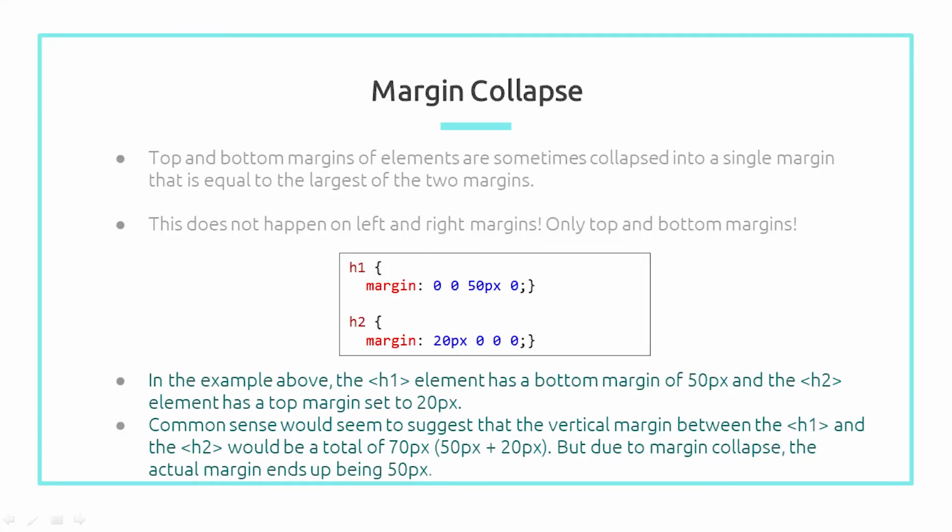Margin collapse. Top and bottom margins of elements are sometimes collapsed into a single margin that is equal to the largest of the two margins. This does not happen on left and right margins, only top and bottom margins. In the example above, the H1 element has a bottom margin of 50px, and the H2 element has a top margin set to 20px. Common sense would suggest that the vertical margin between the H1 and the H2 would be a total of 70px, 50px plus 20px. But due to margin collapse, the actual margin ends up being 50px.